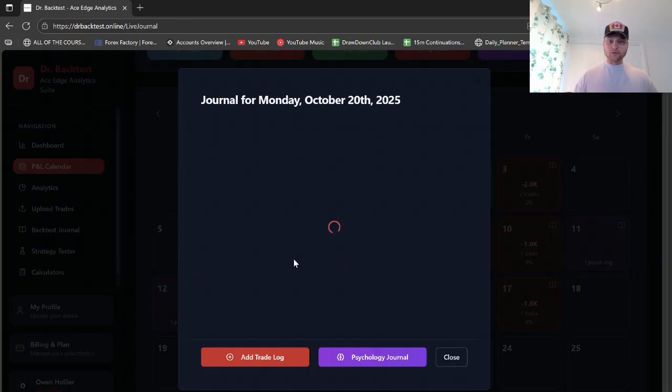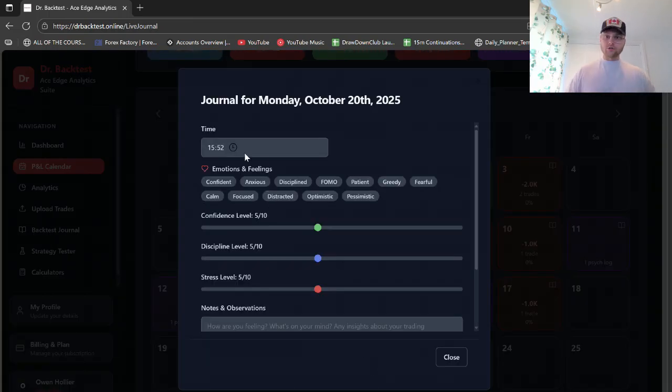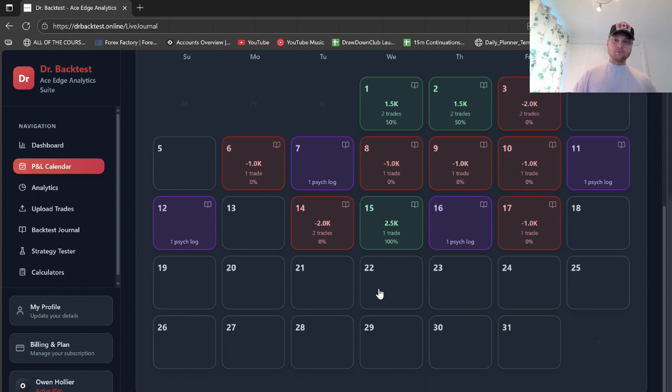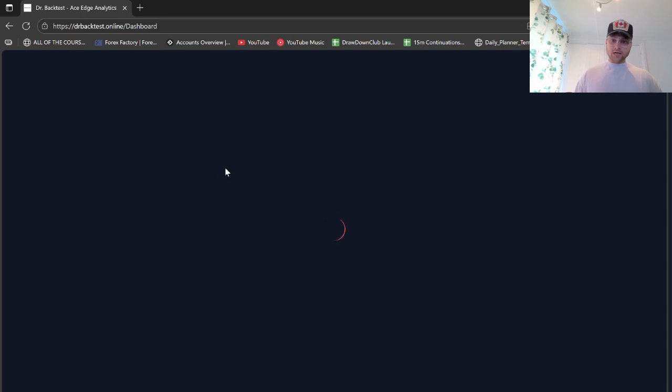in there as well. You do have the psychology log, which logs the time that you logged it, how you're feeling, different levels of confidence, etc. And that really helps to keep a note of where you are mentally as well as where your technicals are, because technicals aren't really the hard part of trading, it's more psychological. So once you've logged your trade in here, automatically it's put into the dashboard.